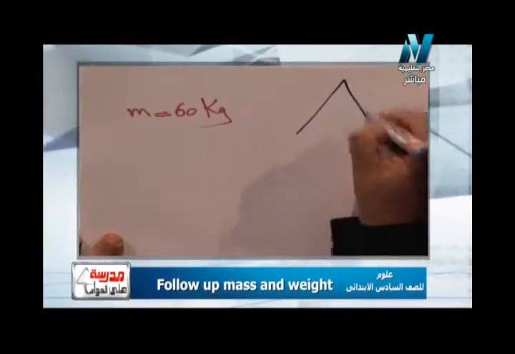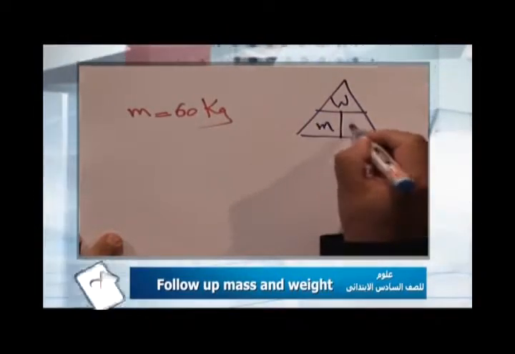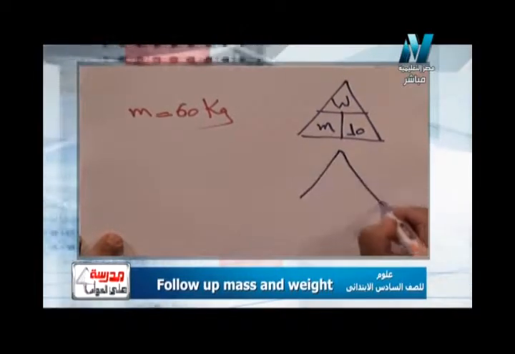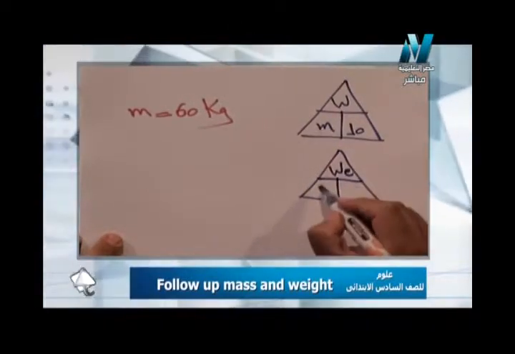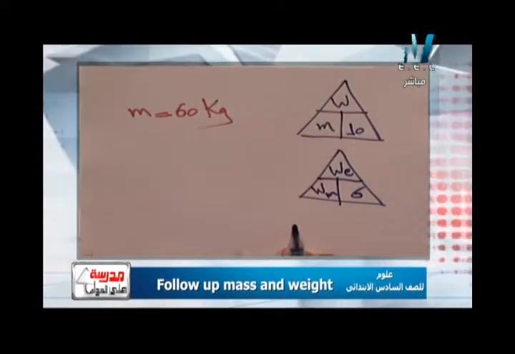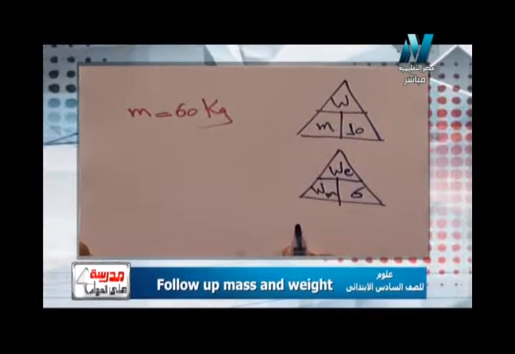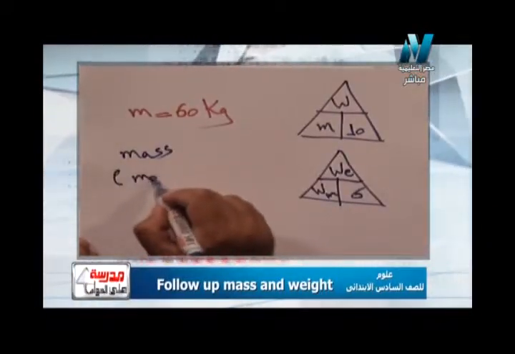First triangle is what? Look here. Weight, mass by 10. Second triangle is what? Look here. Weight on the earth, weight on the moon by 6. So let's start with the first demand. The mass on the moon. I can write mass between brackets moon.